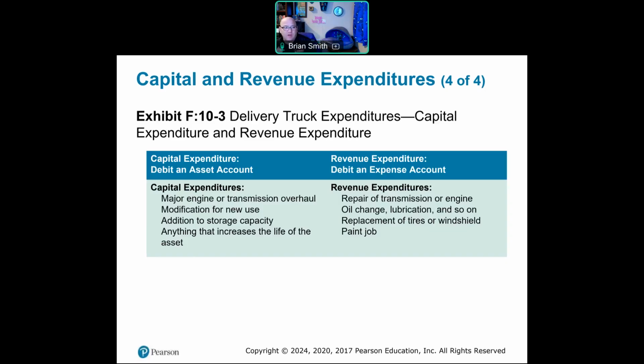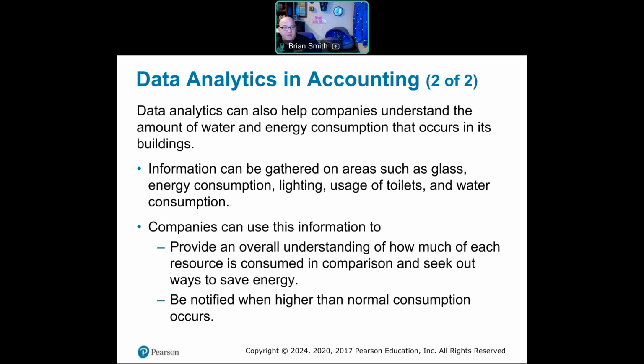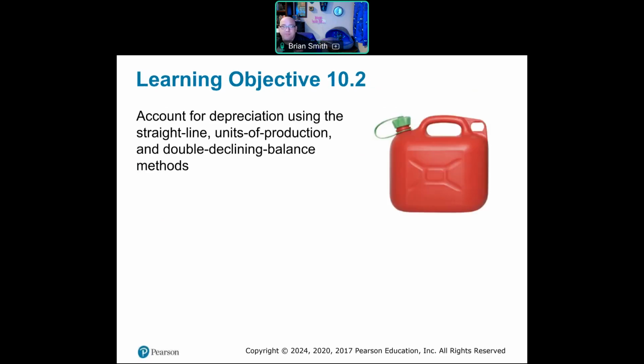Anyway, you could pause this and look at this if you want. This is kind of the idea of what kinds of expenses are going to be capitalized, or if you're going to expense it in the accounting period. This talks a little bit about data analytics. I'm just going to kind of pop over that.